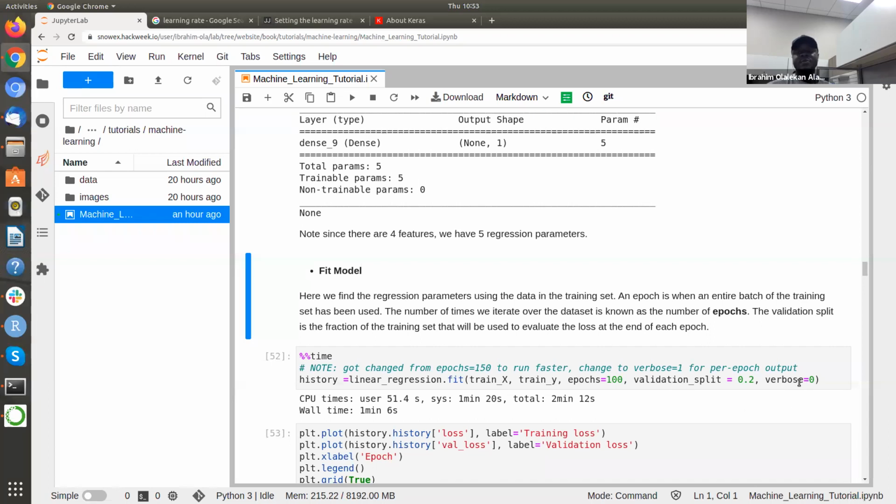And verbose is 0. It means I don't want to see the per epoch output. If you want to see the per epoch output, then you can simply change this one to 1, and then you see the per epoch output.